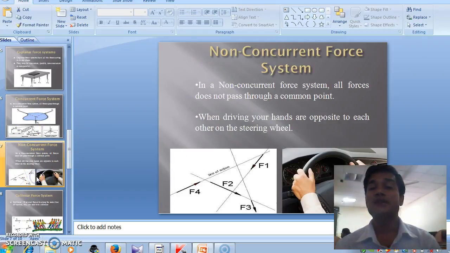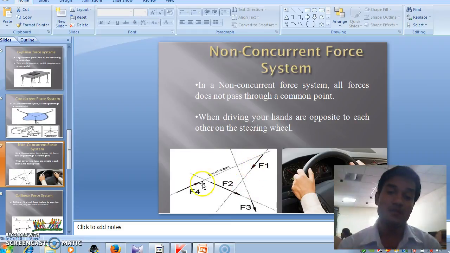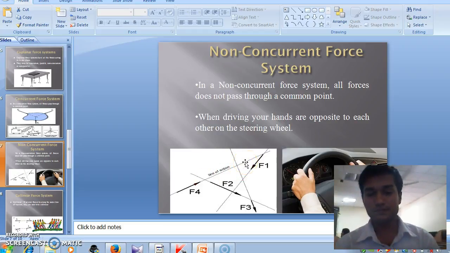The second one is the non-concurrent force system. In a non-concurrent force system, all forces do not pass through a single point. Here we can see a number of forces acting on a body: this line represents the line of action of the F1 force, this line represents the line of action of the F4 force, and similarly F3 and F2 are represented here.